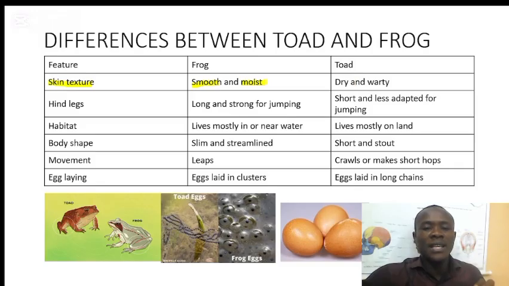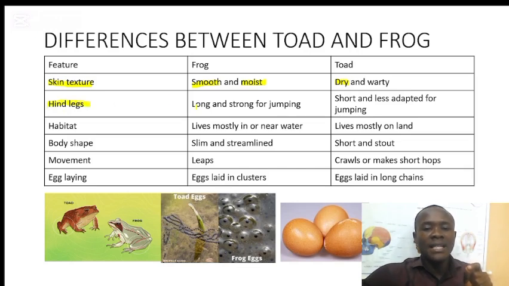When you touch the skin of the frog here, it is smooth and it is moist because the frog is living mostly in water, but the toad is living mostly on land. So that's why we said the skin is dry and warty, or you can put there rough since we have used here smooth.